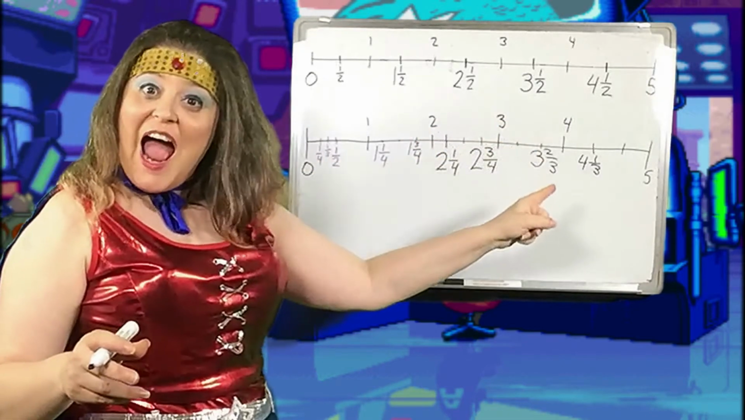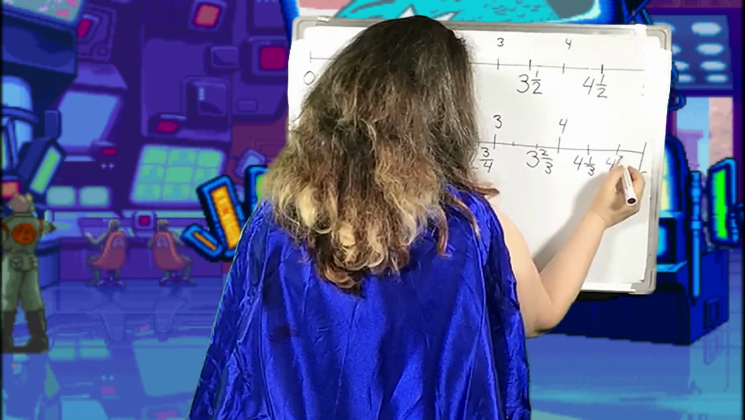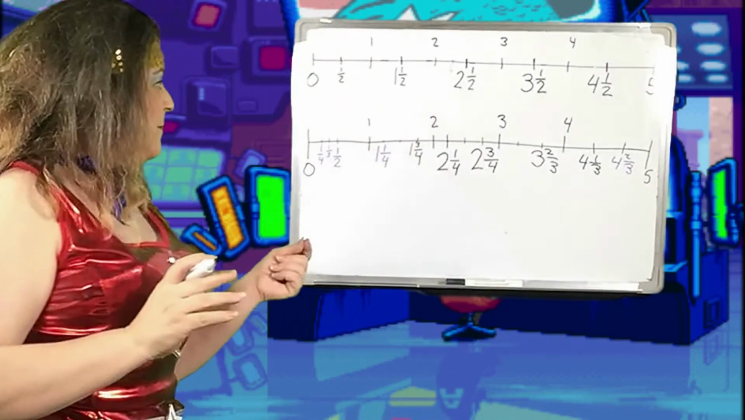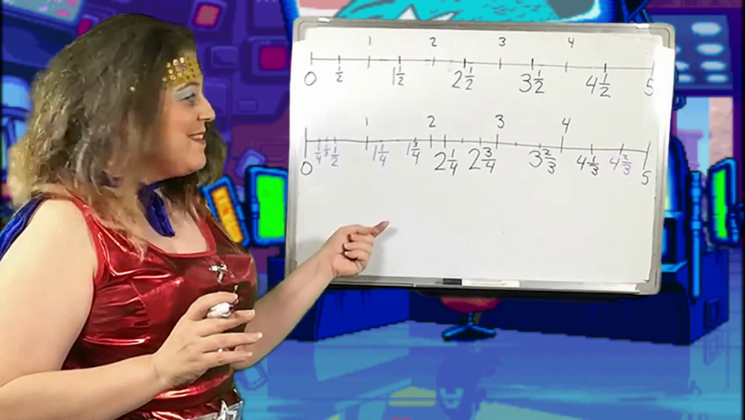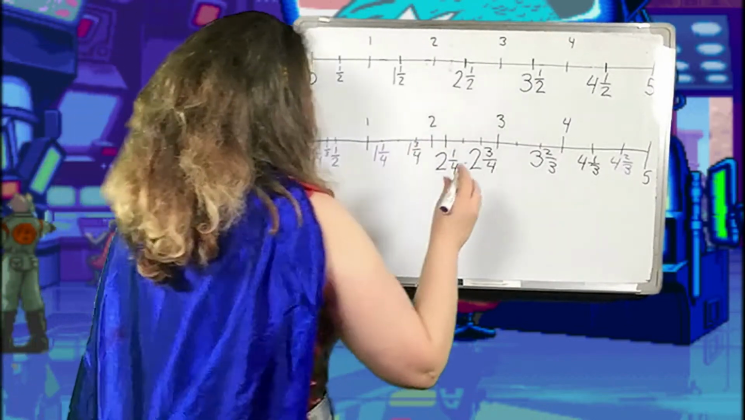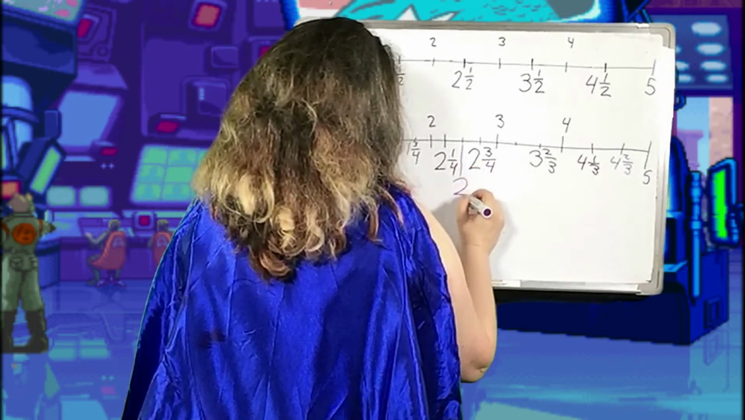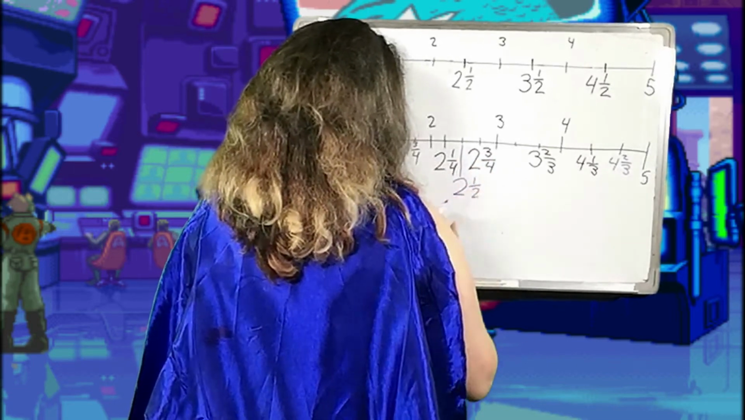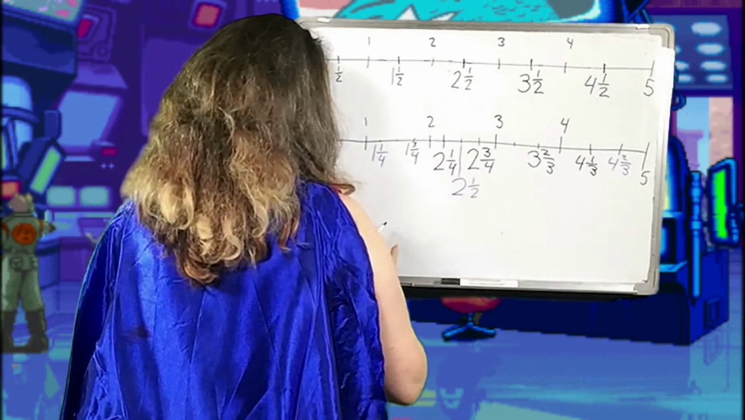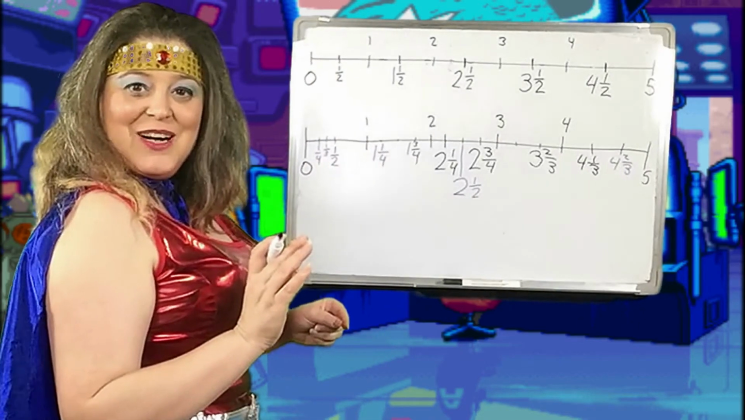So what number did you say? Yes, 4 2/3. We've got a line for it, so we might as well put the number in. Yes, 2 1/2. Now I'm going to draw a line down here so I can write it underneath. Is between 2 1/4 and 2 3/4. What else?